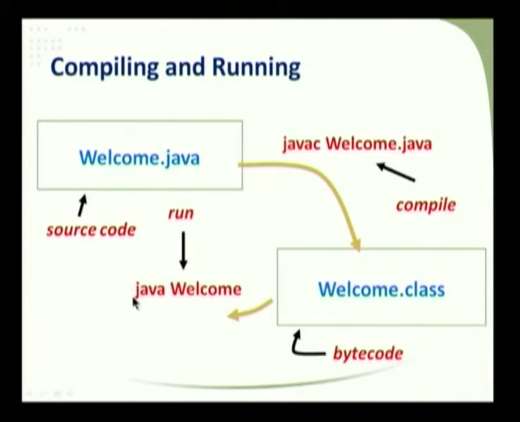So now we will have our path set and then our class path set, and after that we will compile and run this program. This is the procedure for compiling and running your program. Your path should be set and your class path should be set. Whenever you set this in your command window, the path and class path will be set only till you close your command window.